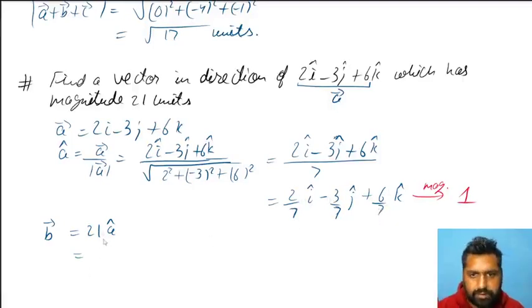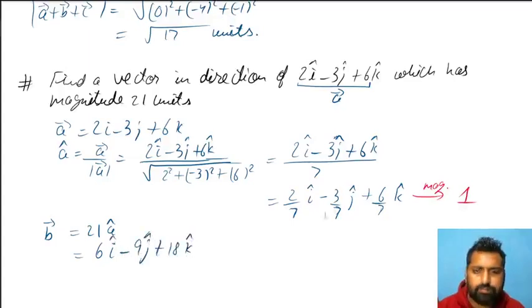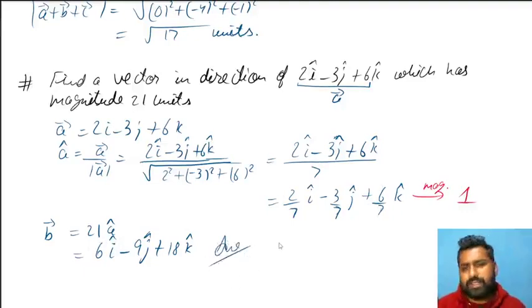So you will get a factor of 3 there. So 6i minus 9j plus 18k. Basically 7 was in division, so I cancelled it with 21. That gives us a factor of 3 in multiplication, or you multiply every term with 21 and solve it. That's the answer. So every time you are asked to get a vector in the same direction with some different magnitude, first of all get the direction and then multiply that vector with whatever magnitude is required.